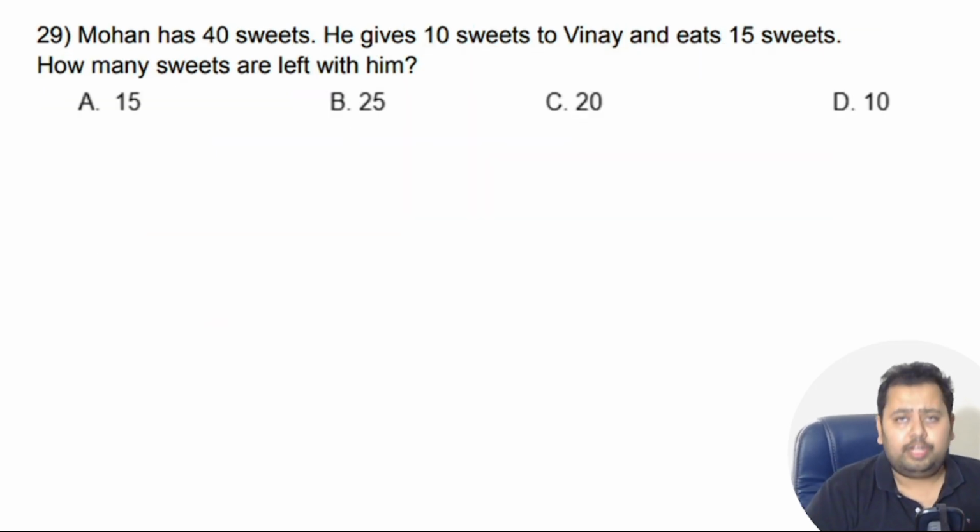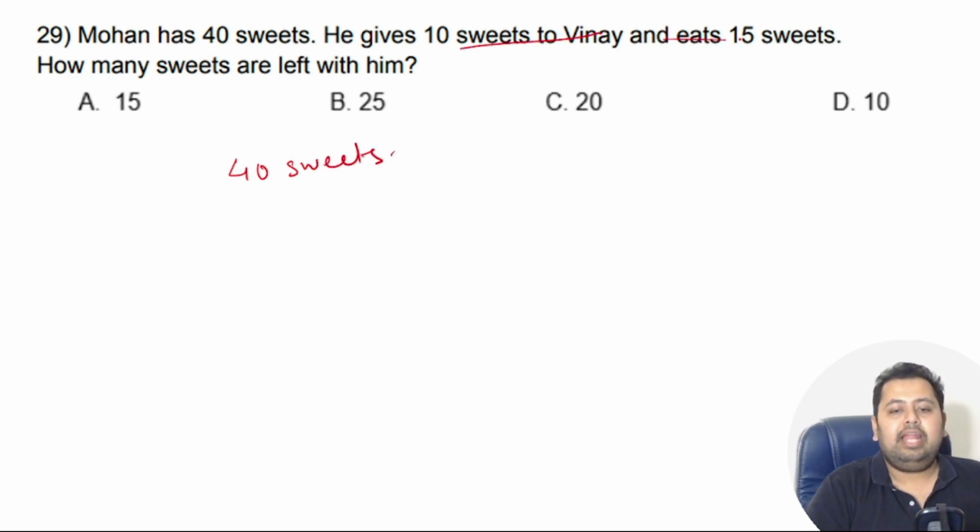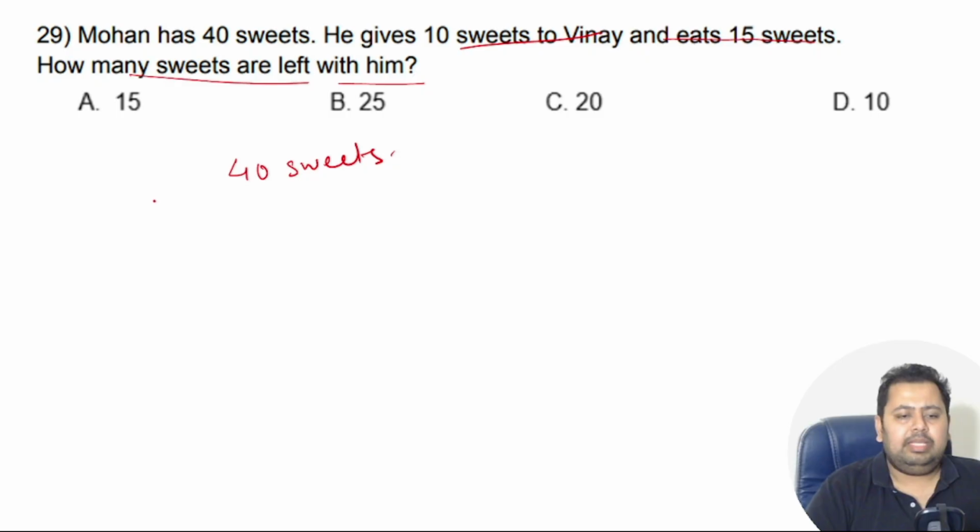So Mohan has 40 sweets. He gives 10 sweets to Vinay. So Mohan has 40 sweets, right? And he gives 10 sweets to Vinay and eats 15 sweets. How many sweets are left with him? Very simple subtraction problem. Do it and we meet the other side. Great. I think easy one.